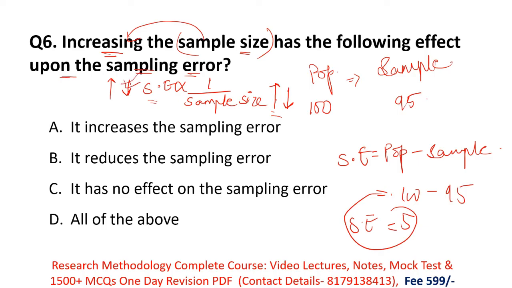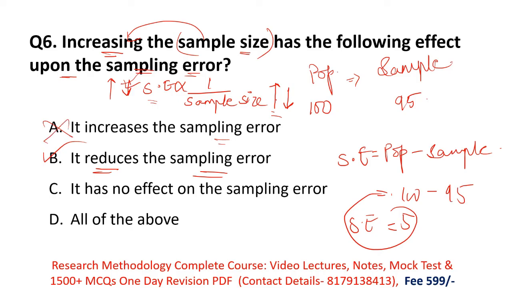So here option B is the right answer for this question. It reduces the sampling error, because I am taking my sample size larger. Okay, my sample size is increasing, so my sampling error will reduce. Then we'll see the incorrect options as well. Option A, it increases the sampling error. No, because if my sample size is increasing, then my sampling error should reduce. Okay, not increase.